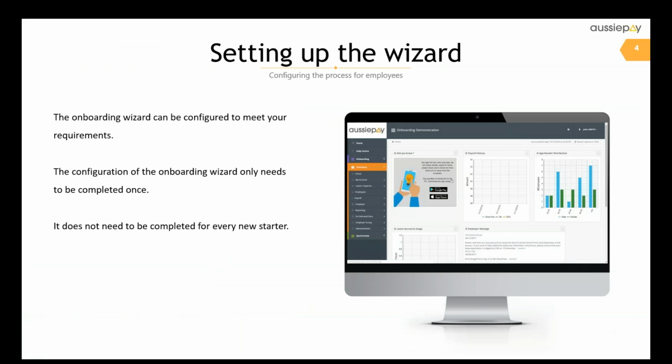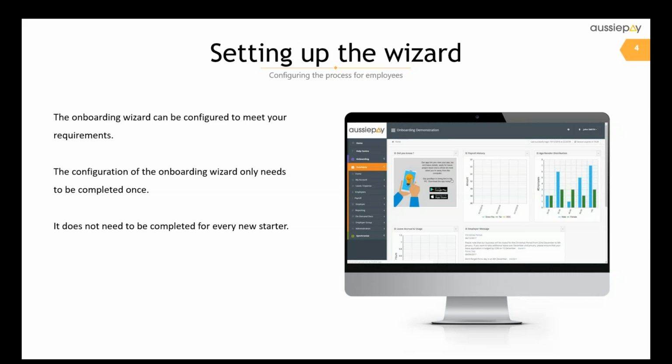So let's have a look at the wizard. The wizard is, I guess, the heart of the onboarding module. That's what an employee goes through when they enter their details into the system. Every organisation is different, so the onboarding wizard is designed so that the wording can be configured for your organisation. It only needs to be configured once, so this is part of the initial setup, and once on board you've got access to the onboarding module within your account.